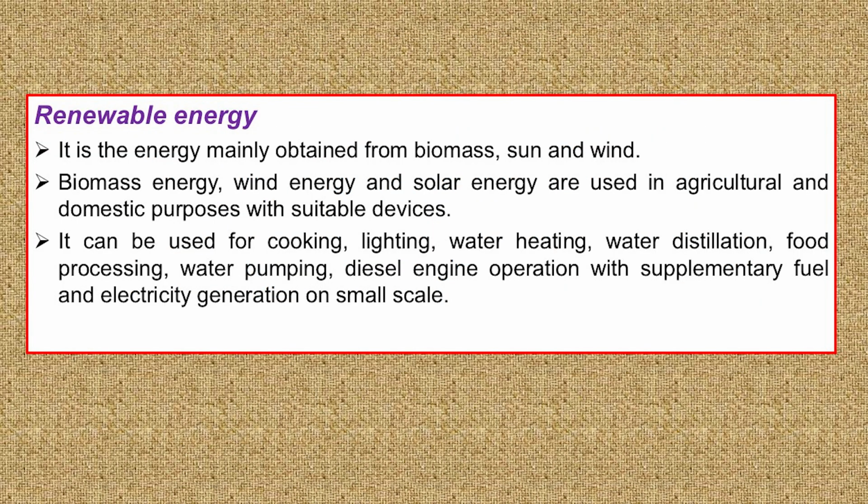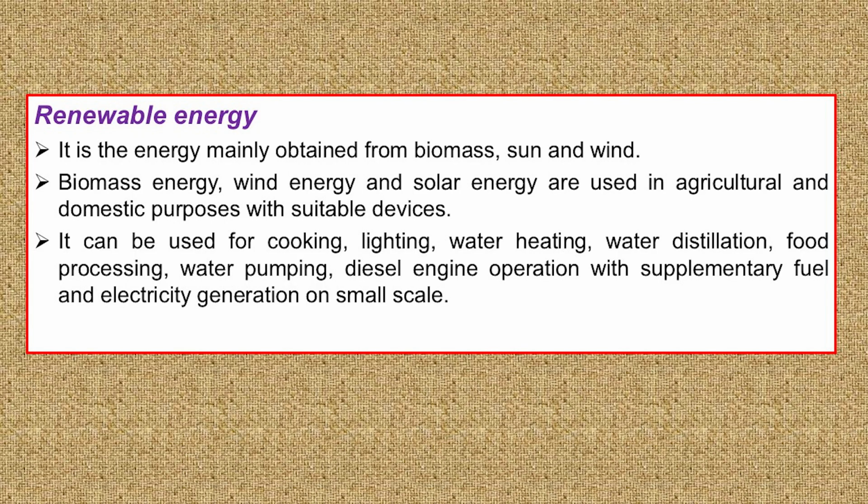Renewable energy is a completely different type of energy from what we discussed so far. Renewable energy, as its name indicates, is renewable in nature. It is not going to be exhausted, and it has no negative impact on the environment, and therefore we call it renewable energy. It is mainly obtained from biomass, from the sun, and from the wind. There are other ways of generating renewable energy as well, but those are not commonly used in the agriculture sector.